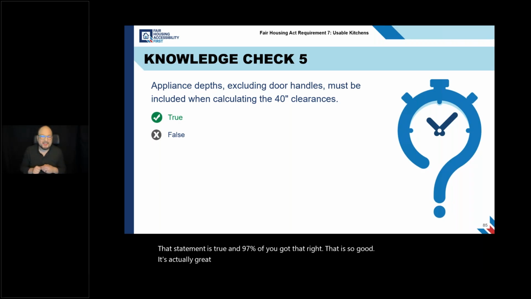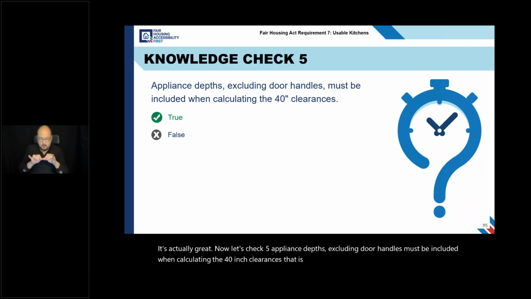Now, knowledge check 5. Appliance depths, excluding door handles, must be included when calculating the 40-inch clearances. That is true, and 90% of you got that correct. That's good. Really good work.